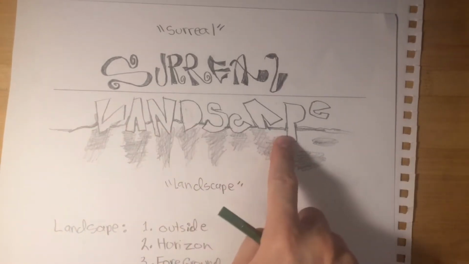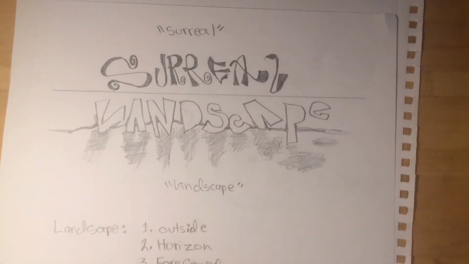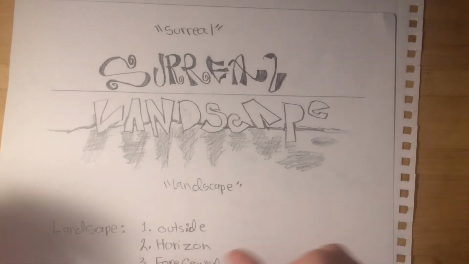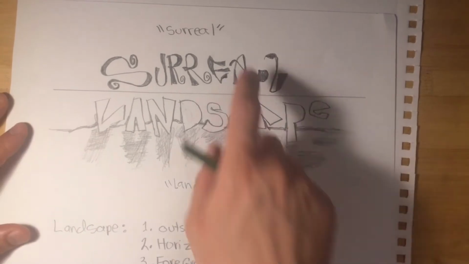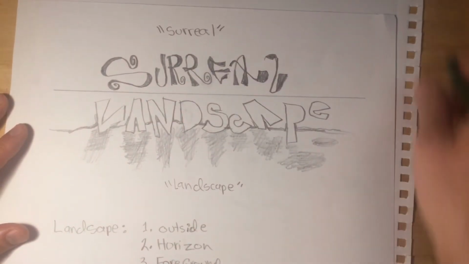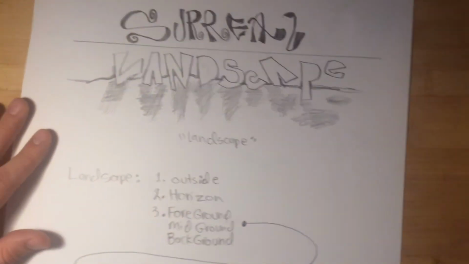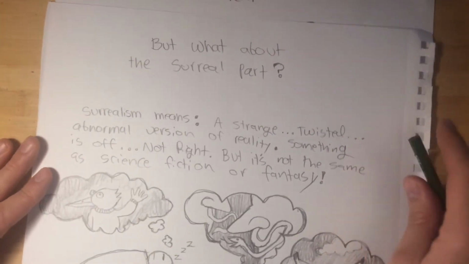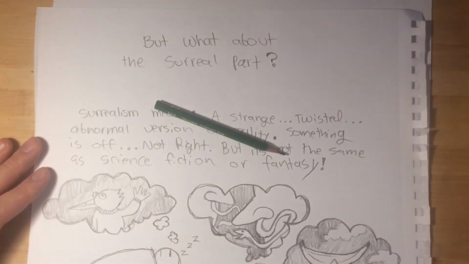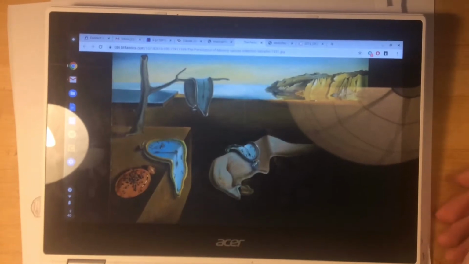So now we know what a landscape is and what kind of landscape we're going to be looking for when we go to pick our place that we're going to draw. But we need to figure out, how do we make a landscape surreal? So what about the surrealism part? And surrealism is kind of hard to explain. It's better to show you guys a picture.